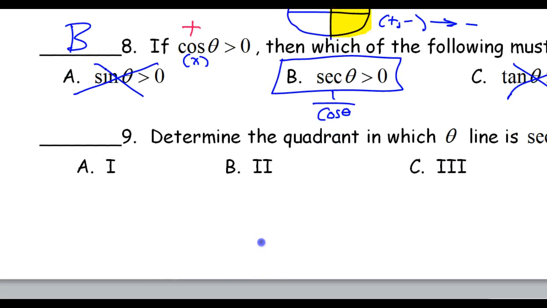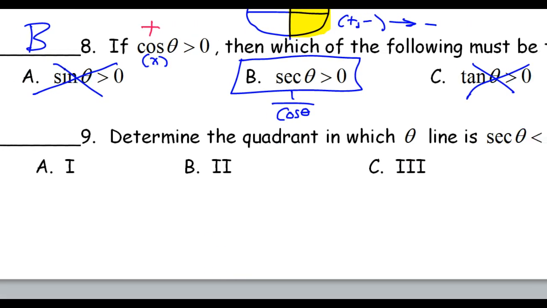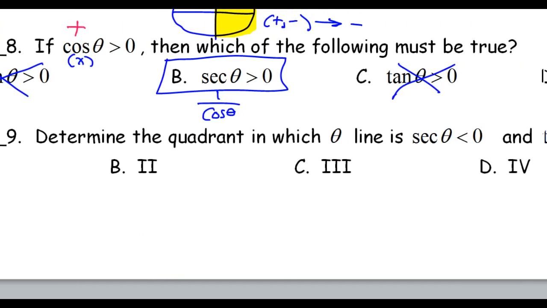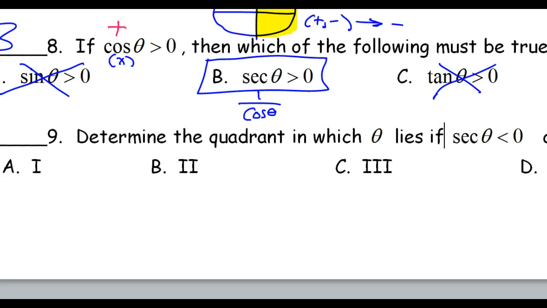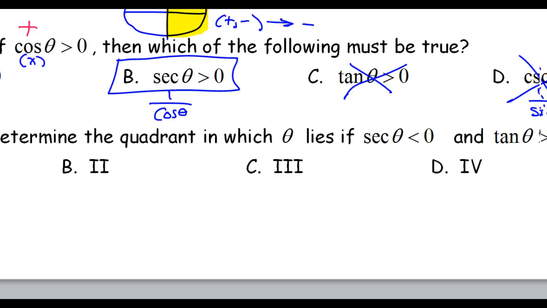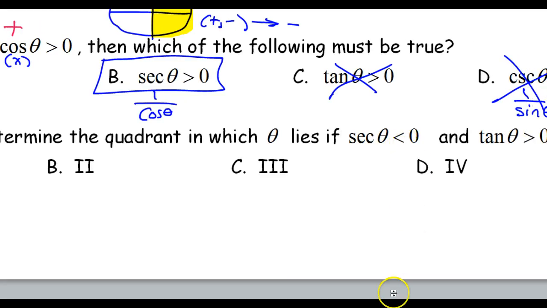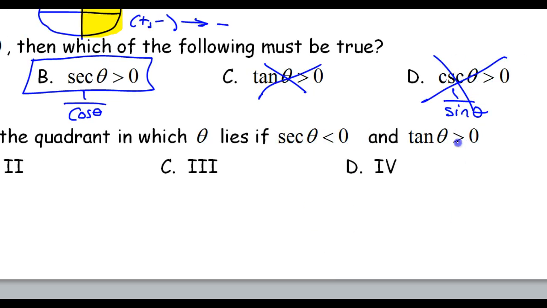Okay, one more thought-provoking trig question. Determine the quadrant in which theta lies if secant theta is less than 0 and tangent theta is greater than 0. Alright, well, it's almost like the last question. Let's draw our schematic.